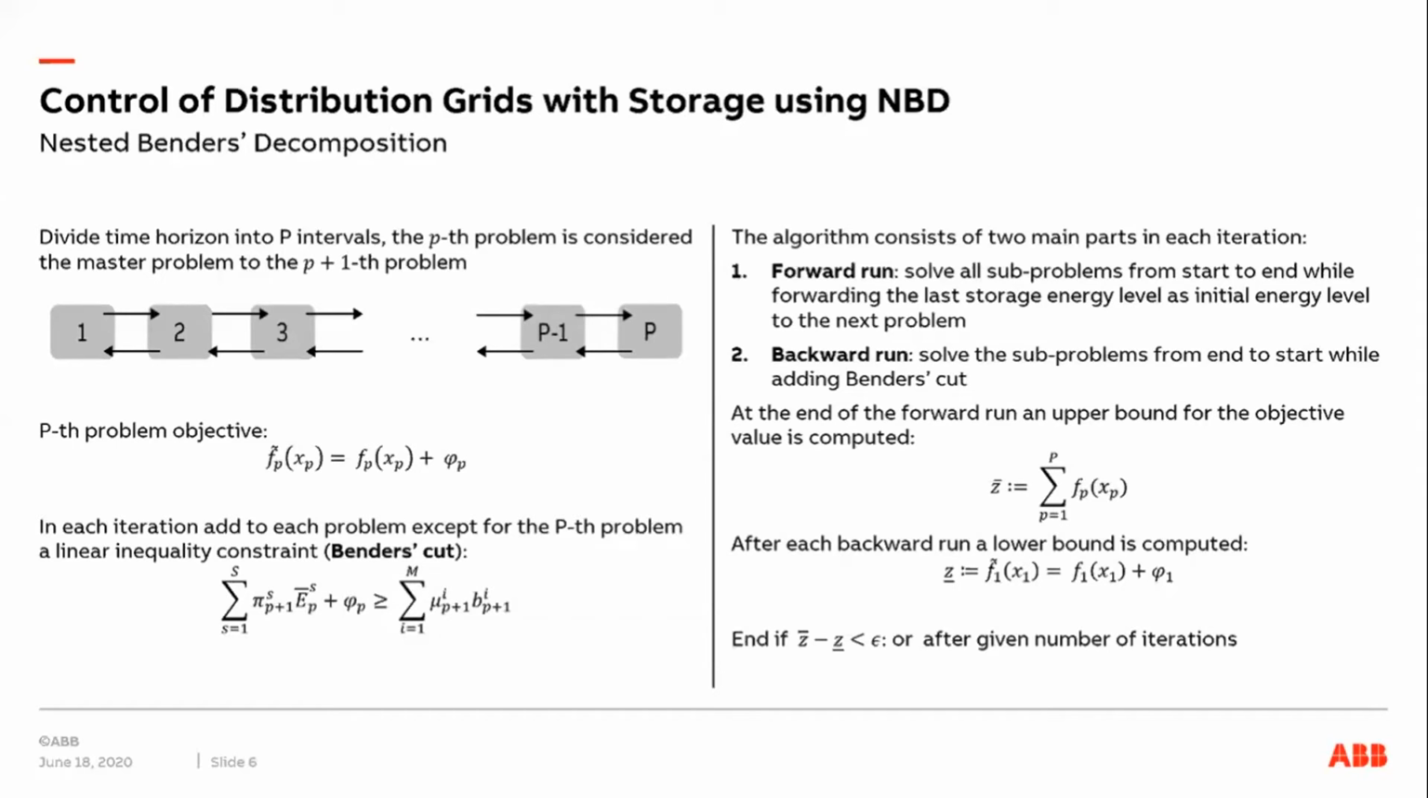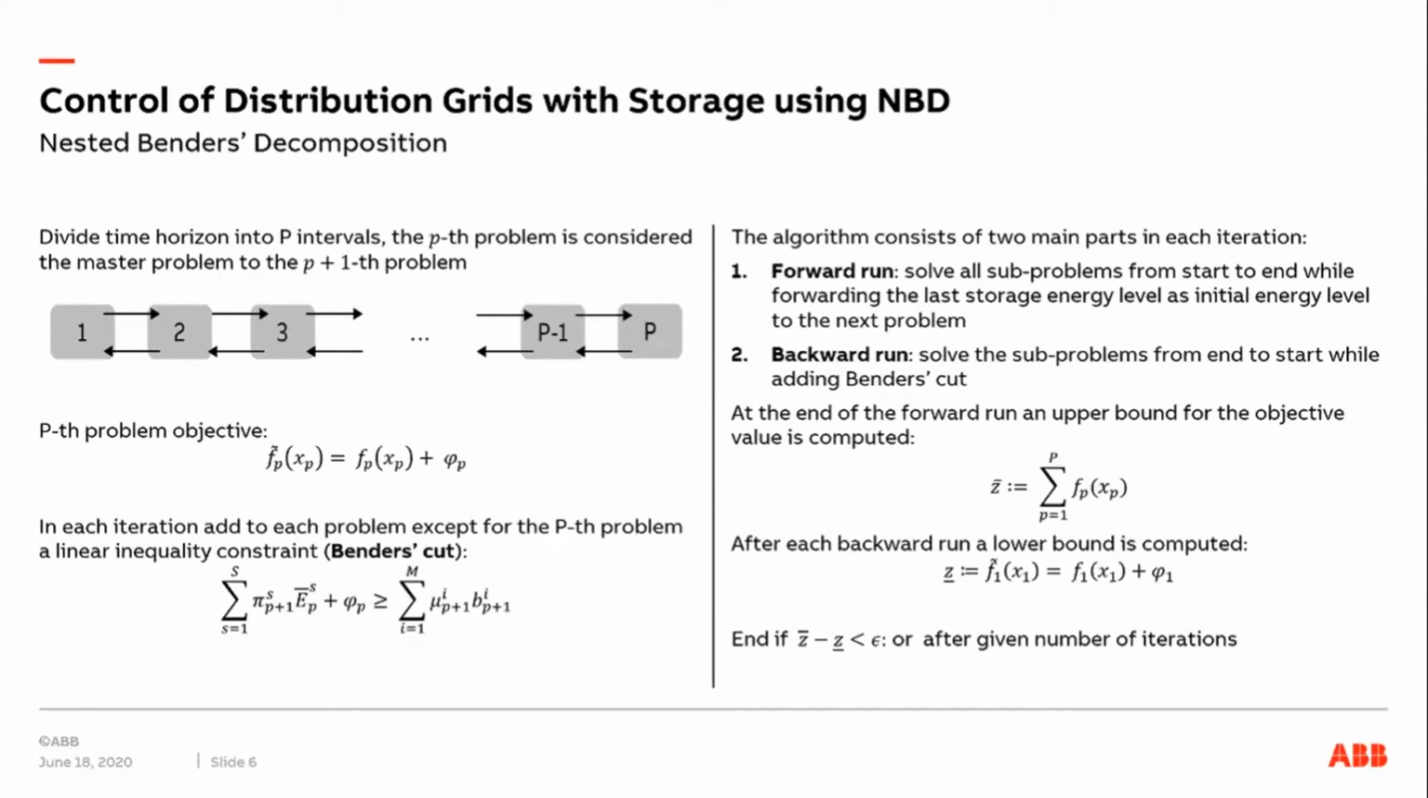In general, the overall algorithm consists of two main parts for each iteration. The forward run solves all the subproblems from the start to the end, while forwarding the last storage energy level as the initial energy level of the next problem. Then the backward run solves all the subproblems from the end to the start while adding Benders cuts.